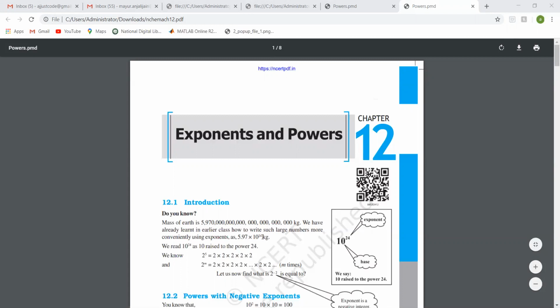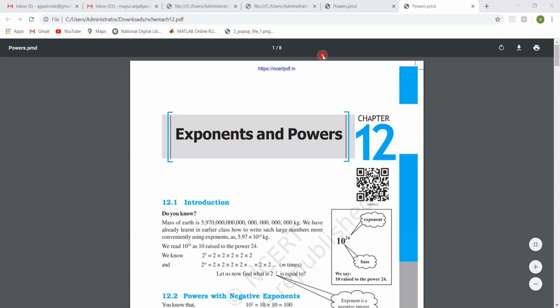So how did I write 24? I count how many times zeros are here. When I count 3, 6, 9, then 12, then 15, then 18, then 21, then 22 comes here, but we shifted it ahead, so it becomes 5.97 into 10 to the power 24 kg.